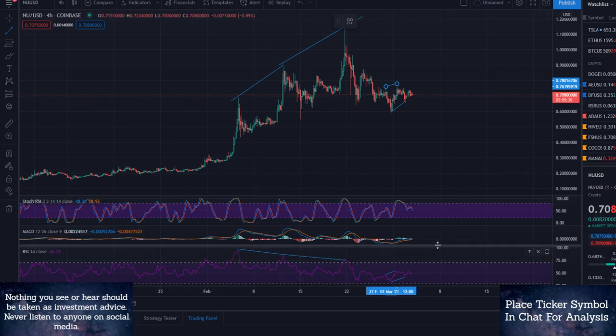Now let's look at our MACD. Our MACD, we see that our 12 EMA is well above our 26 EMA.